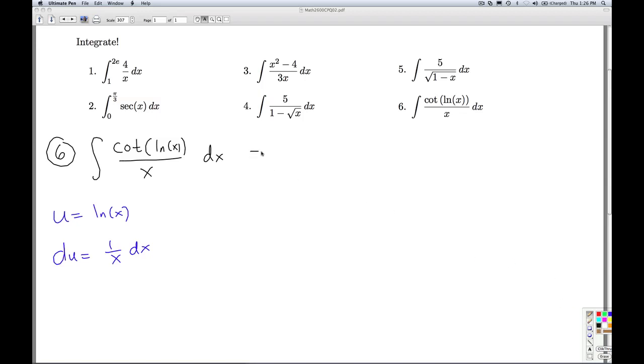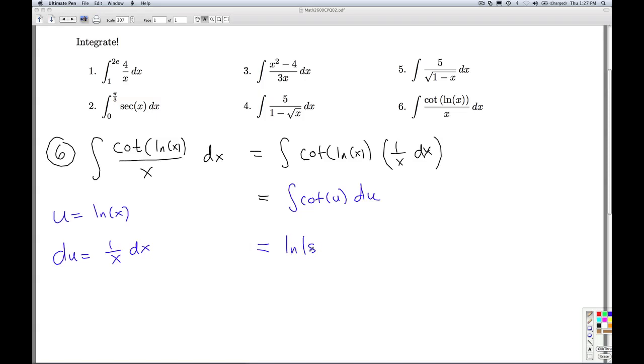So I can rewrite this. I have a 1 over x dx there. So I can rewrite this as cotangent of natural log x times 1 over x dx. So in the land of u, what do I have? I've got the integral of cotangent of u du. And we know one of the formulas we developed using the natural log was an integration formula for cotangent u. And there's two choices. I'm going to choose natural log absolute value sine of u.